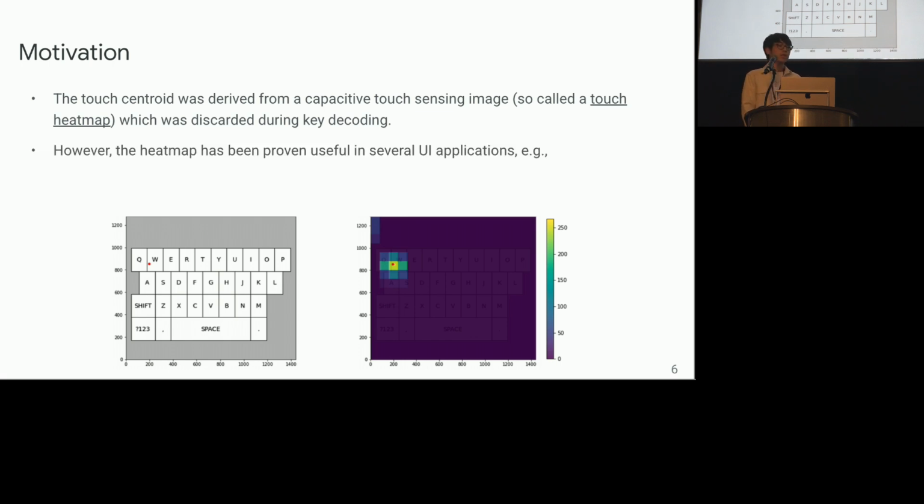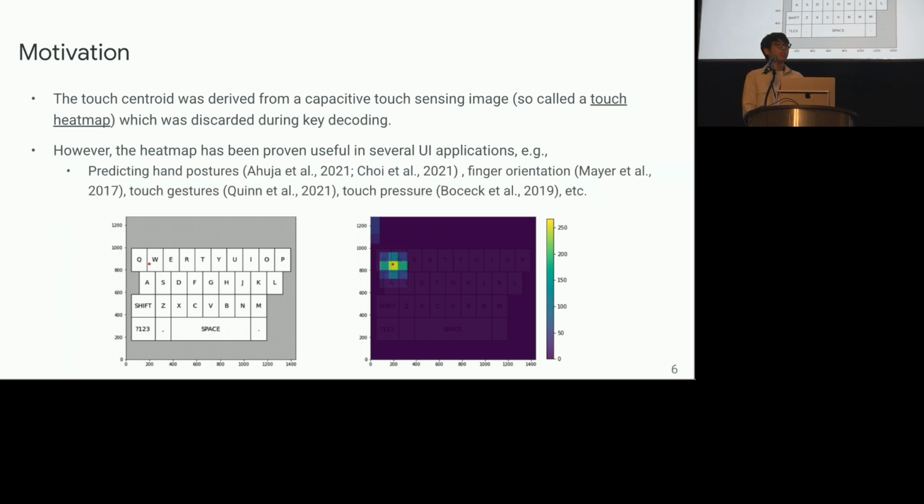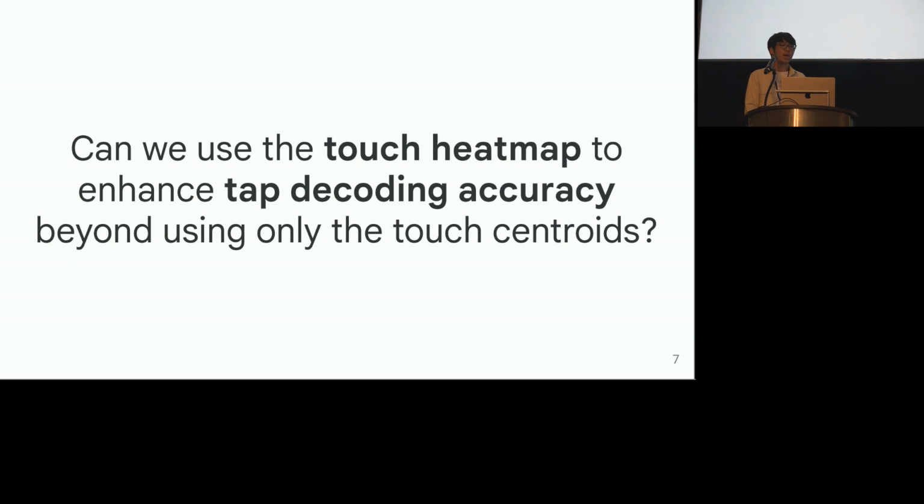In fact, we have seen from literature that the heat map has been proven useful in several UI applications. This includes predicting hand postures, predicting finger orientation, touch gestures, touch pressures, and so on. Therefore, in this work, we ask a fundamental question which hasn't been answered before. Can we use the touch heat map to enhance tap decoding accuracy beyond using just the touch centroids? And we conducted experiments to answer this question in this paper.